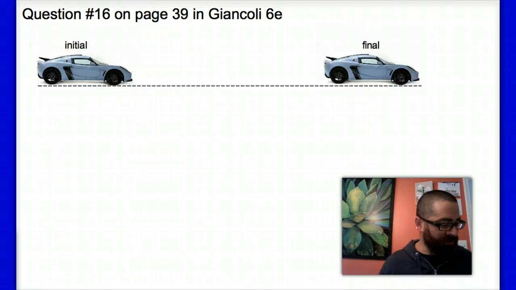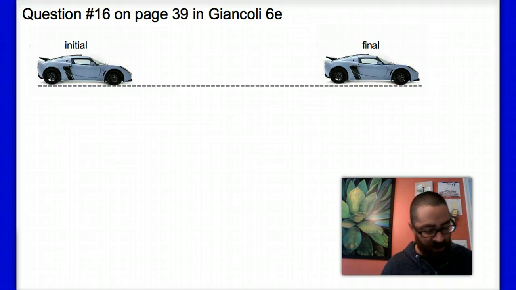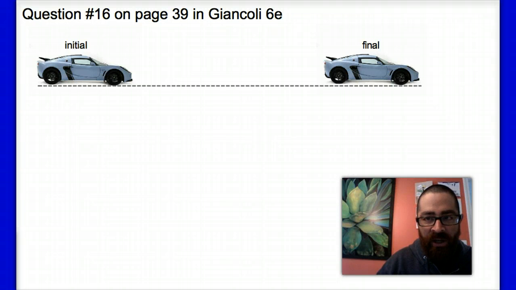This is problem number 16 on page 39 of the Giancoli textbook. It reads, a sports car accelerates from rest to 95 kilometers per hour in 6.2 seconds. What is the average acceleration in meters per second per second? In this problem, I've just made a quick sketch to begin.